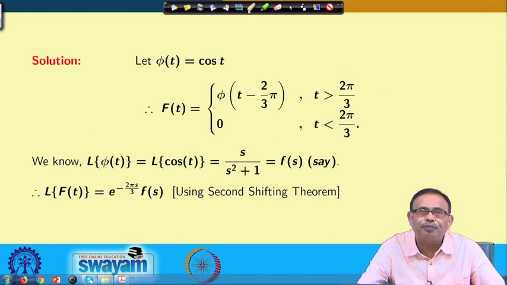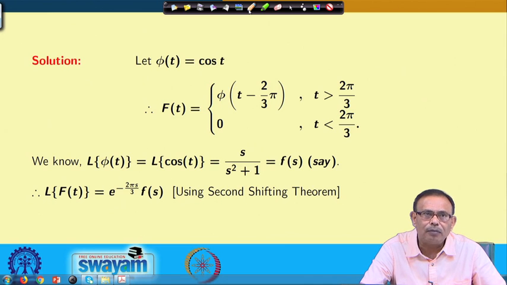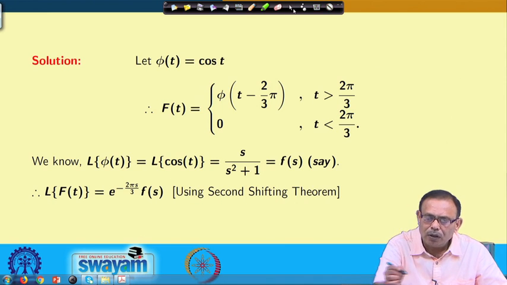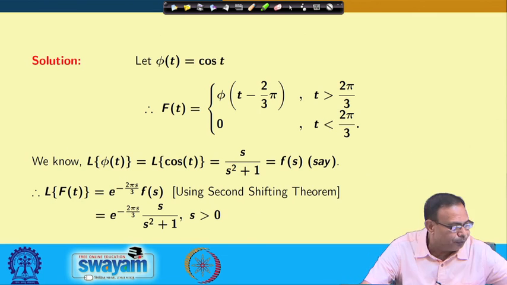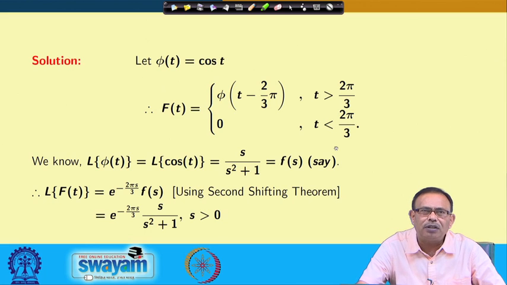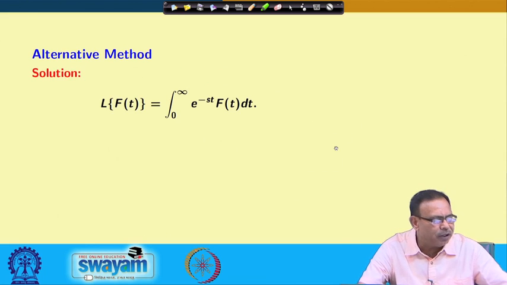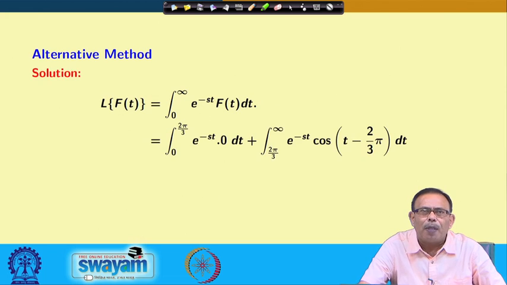The next one is Laplace transform of phi t equals this, and there is an alternative method you can use. Quickly, let us see. Laplace transform of f t, if I do not want to use the property, then I can break it into two parts, 0 to 2 pi by 3 plus 2 pi by 3 to infinity, into e power minus s t. For the first part the value is 0, for the second part the function f t is cos of t minus 2 pi by 3.